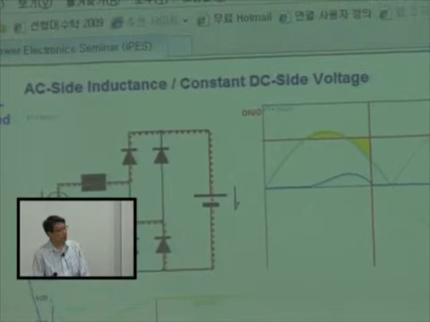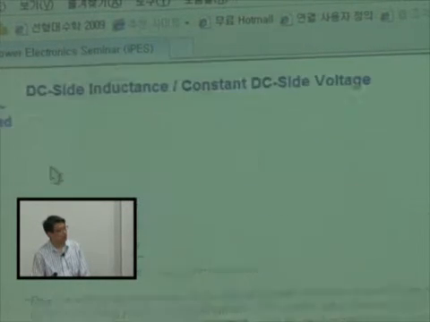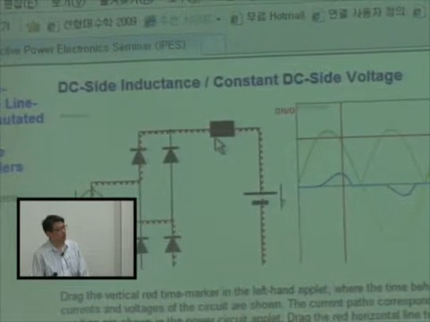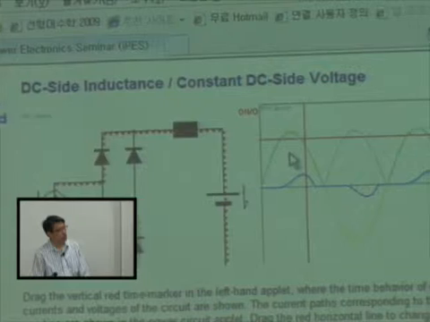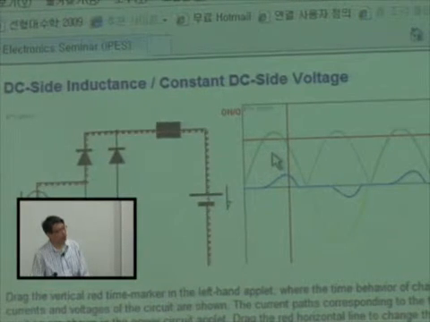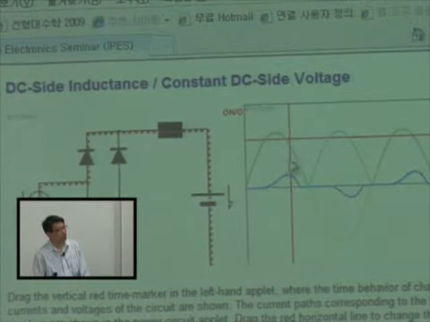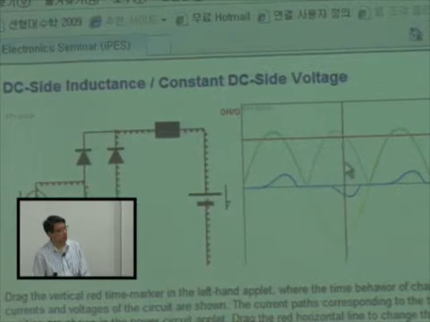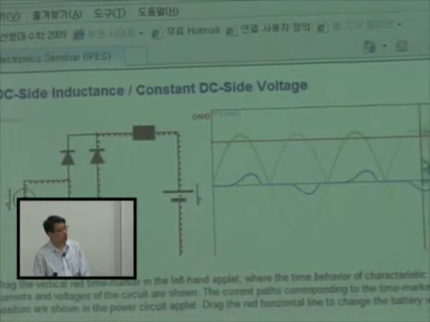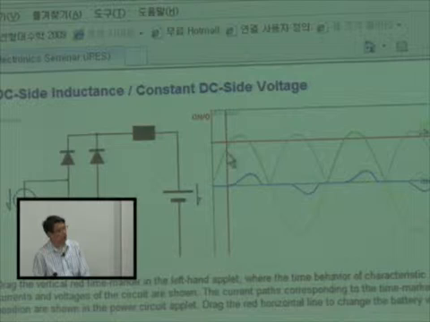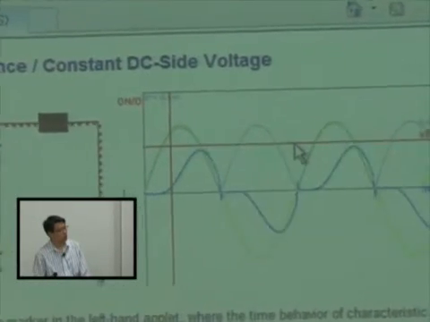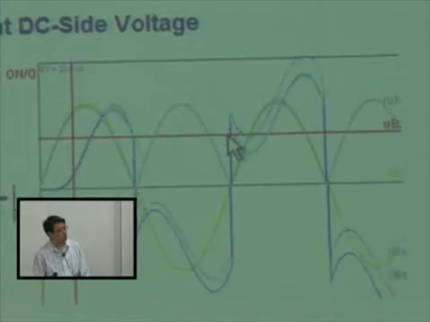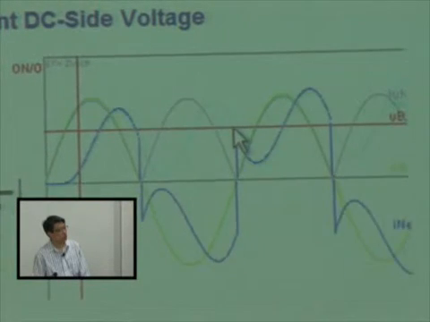Okay? And this time now we have an inductance at the DC link side. Okay? So the situation would be slightly different, but the overall is the same as before. Okay? Here. And you can play with this DC voltage. Right? The current wave shape becomes a little bit tricky.